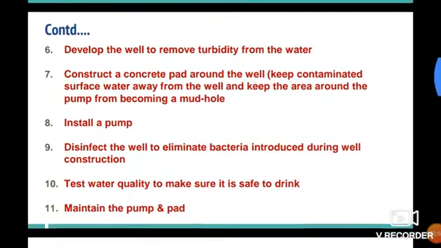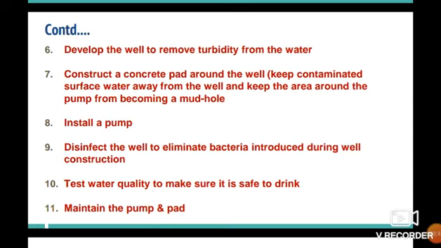And the sixth step is, develop the well to remove turbidity from the water. After constructing all these things, we have to develop the well. What is the development of a well? While we are making the hole, many impurities, many fine soil particles will be dumped into that hole. We have to remove those dumped particles in order to increase the capacity of the well. The removal of that loosened dumped material is known as development of the well. There are many procedures for developing a well that we will discuss later.